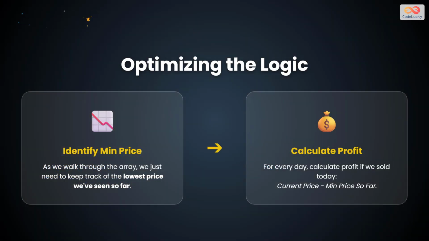However, the brute force method is slow. We can do better. The key intuition is that we only need to care about the lowest price we have seen so far. As we iterate through the list, if we find a price lower than our current minimum, we update it. If the price is higher, we calculate the potential profit.